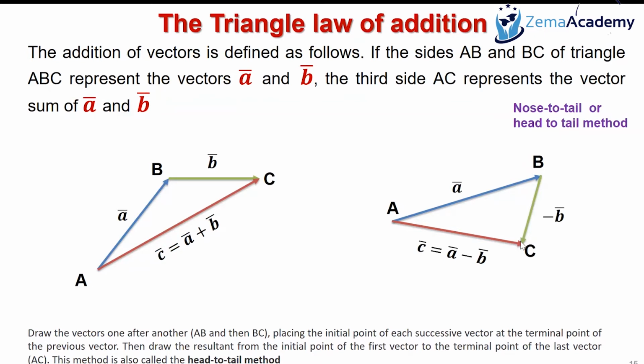Once you have done that, you draw a line from the starting point to the ending point of the second vector, which in this case is point C. So you start off from point A and draw the line to point C. This is the resultant vector, which is simply C, and it is indicated by A minus B.